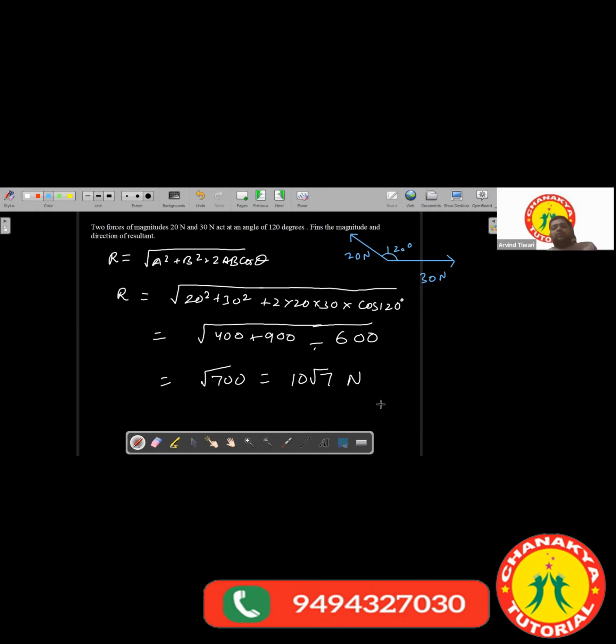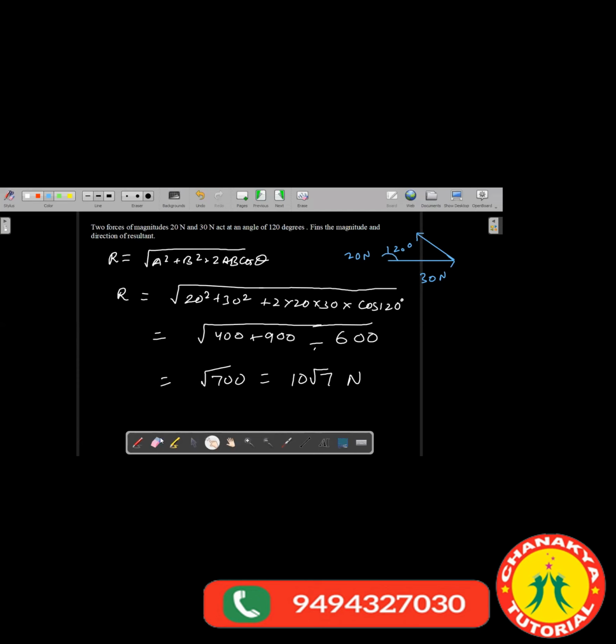To complete the triangle, I must make them in order. To make them in order, I have to move one of the vectors parallel to itself so that I can apply the triangle of vector addition. I can move this 20 Newton over here, or I can move this 30 Newton to the upside. If I move this 20 Newton here, the two vectors are now in order.